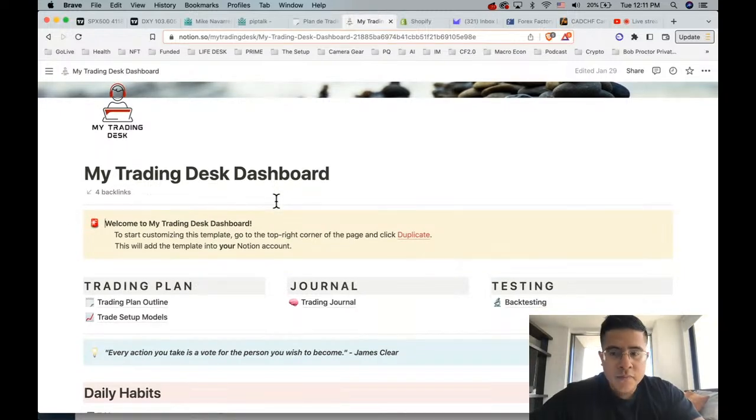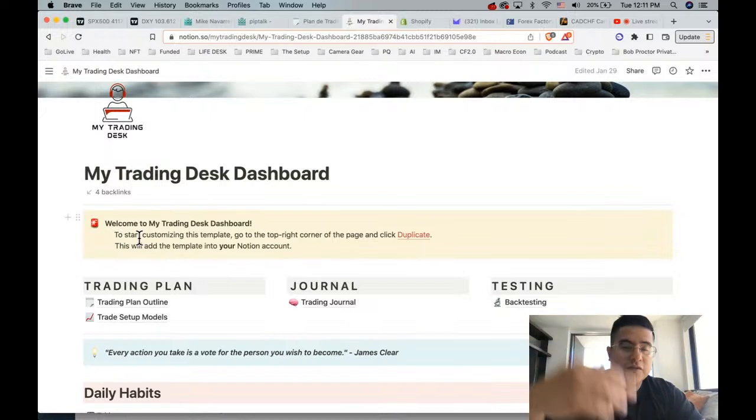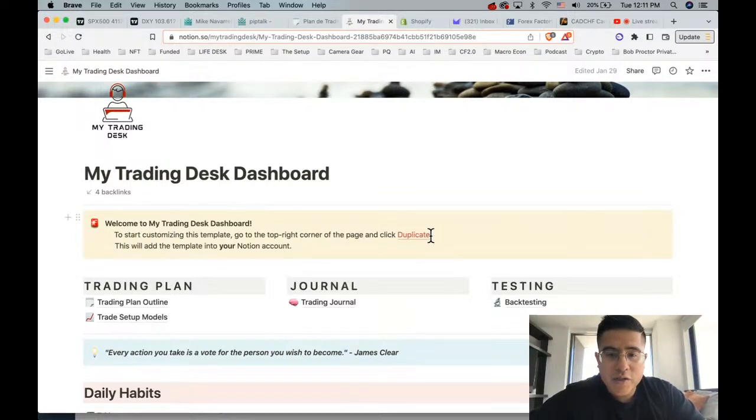So, with that being said, as you guys can see, everyone that's bought one, you just click right over here, right? Or right over here. So if you don't have this, once you've downloaded this, to start customizing this template, go to the top right corner and click duplicate. So you want to duplicate this for yourself, and then you'll be able to modify it in whichever way that you want. So that's the key. You want to be able to modify it whichever way that you want.